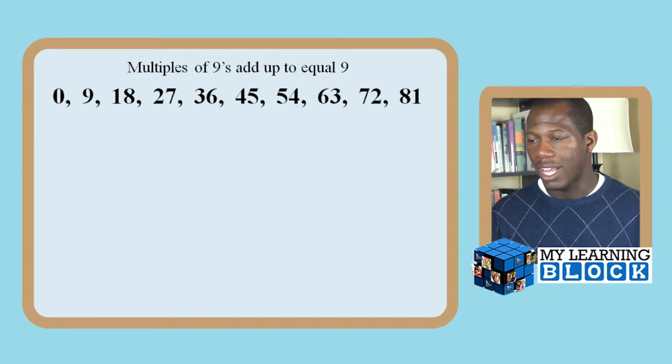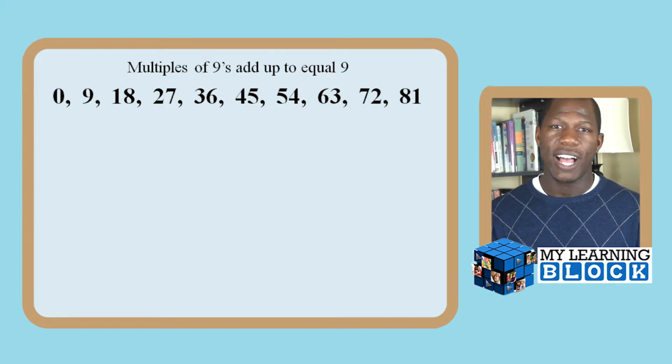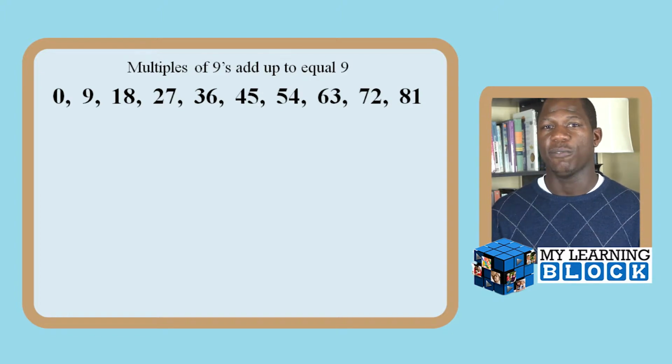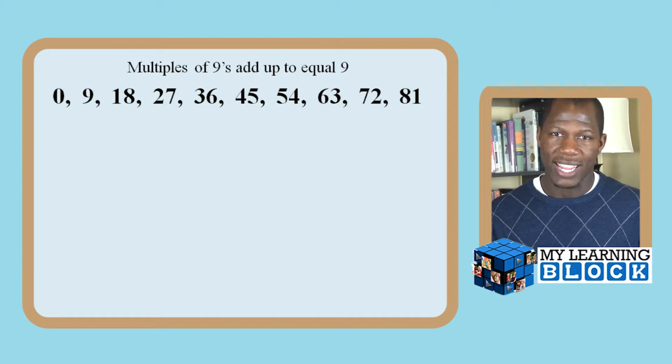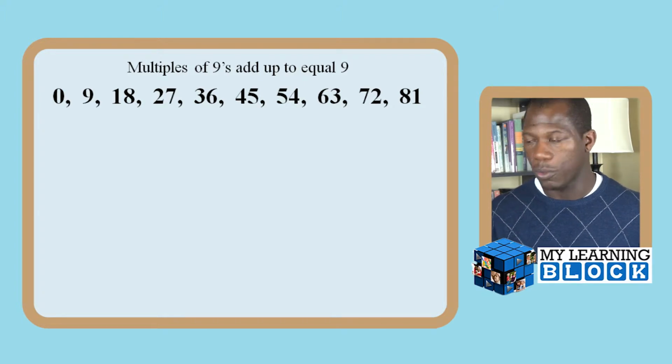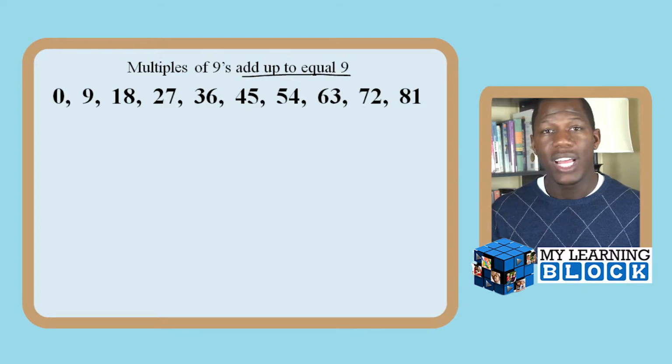As you see, we have 9 times 0, 9 times 1. 9 times 2 is 18. 9 times 3 is 27. 9 times 4 is 36. 9 times 5 is 45. 9 times 6 is 54. 9 times 7 is 63. And 9 times 8 is 72. And 9 times 9 is 81. But they add up to equal 9.